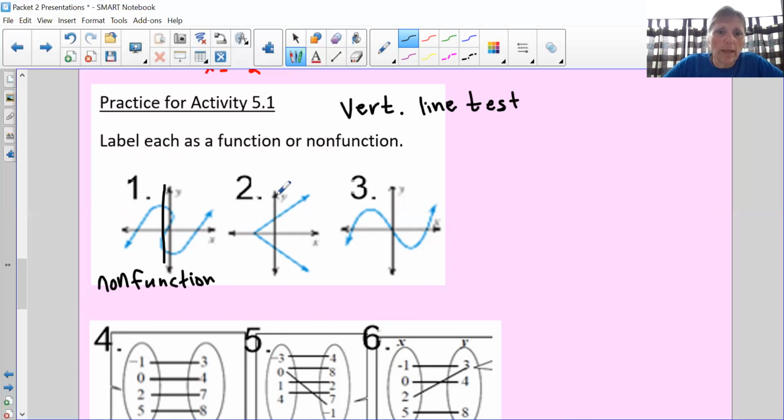Okay, I'm going to use the vertical line test again, and in a bunch of places it crosses twice. Let me circle this over here. Actually, 3 places you can touch it. So this is a non-function also.